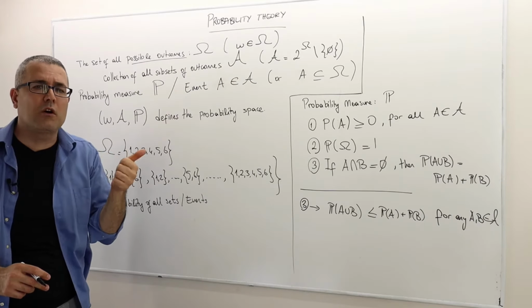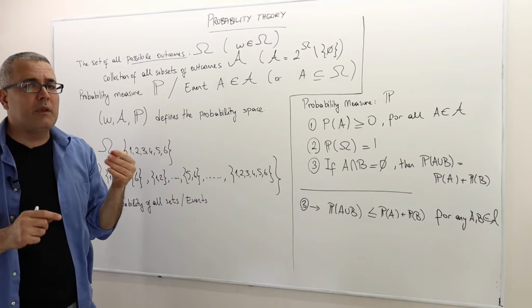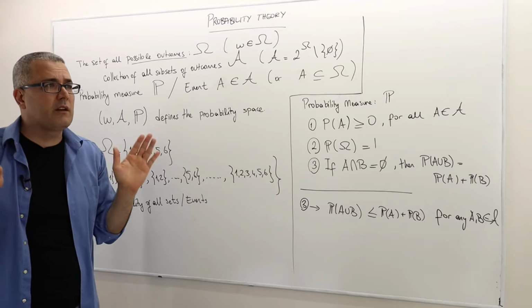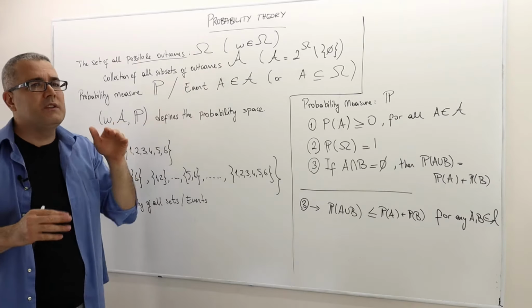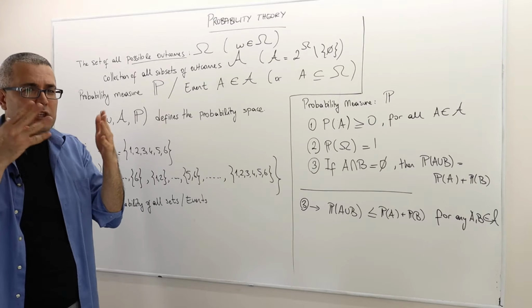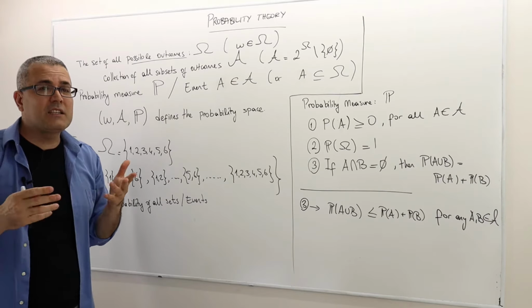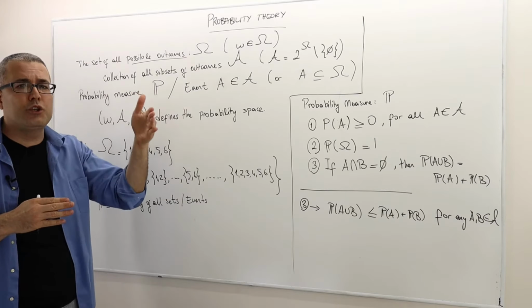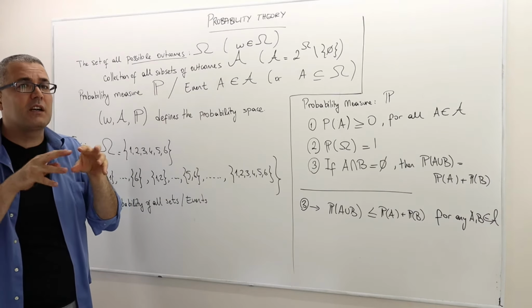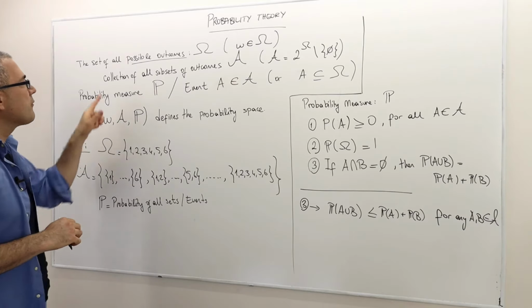For example, when you toss a coin, it's going to be either head or tail, right? There's no other outcome. So W is either head or tail. So there are two outcomes. If you toss a dice, for example, it's going to be either 1, 2, 3, 4, 5, 6. So these are the outcomes, etc.